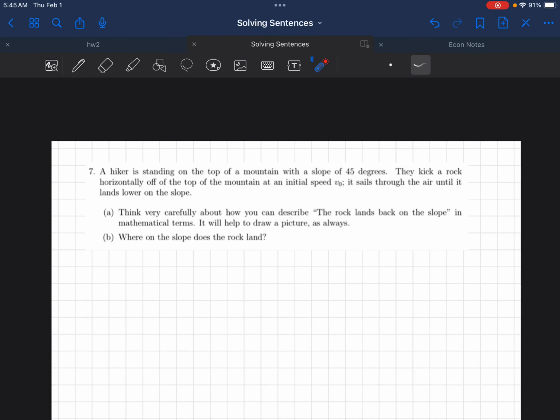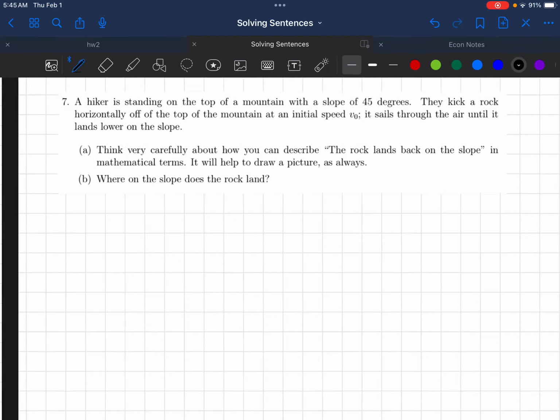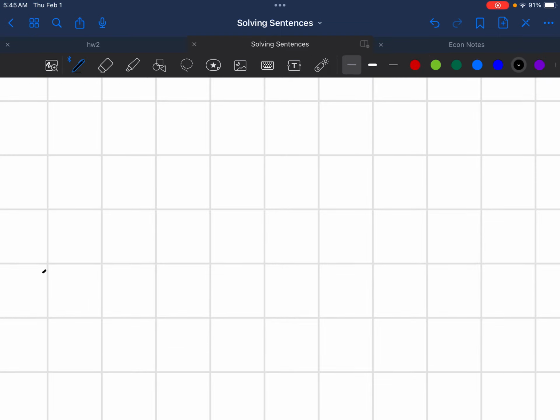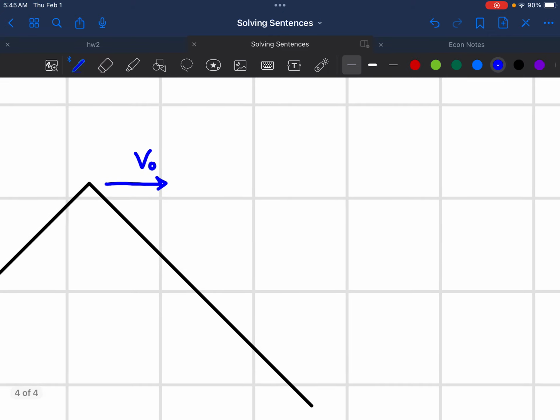So our last one for today is another one you should recognize from homework 2. A hiker standing on top of a mountain with a slope of 45 degrees, kicking a rock horizontally off the top of the mountain with an initial speed v0, sails through the air and lands on the lower slope. So, drawing my picture of this, I can have my mountain, and my iPad automatically locks into 45 degrees, which is helpful. I have my initial velocity going horizontally, like that.